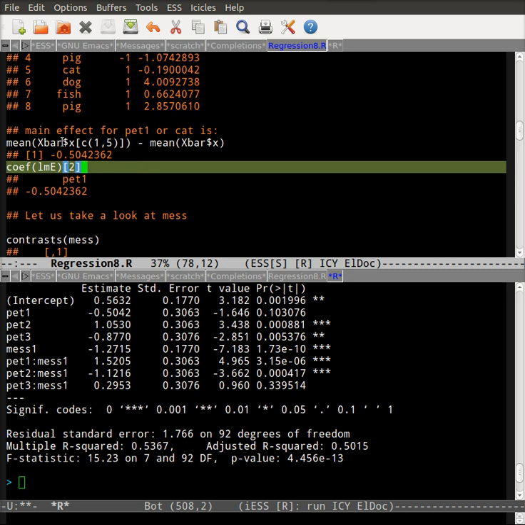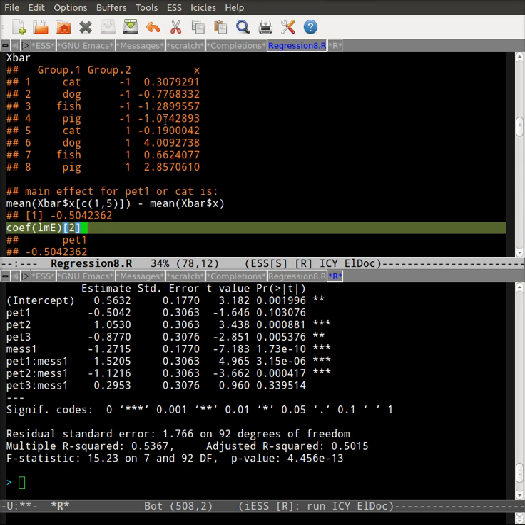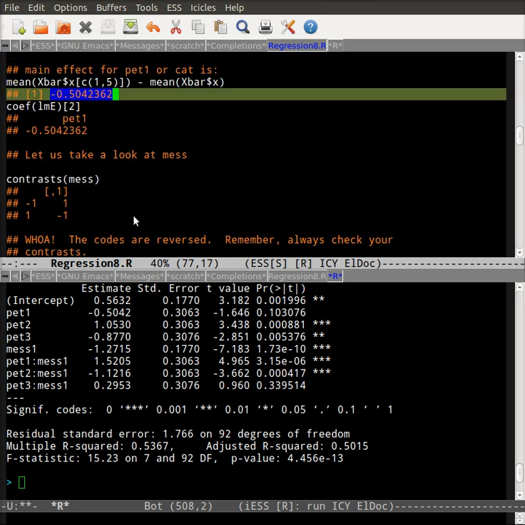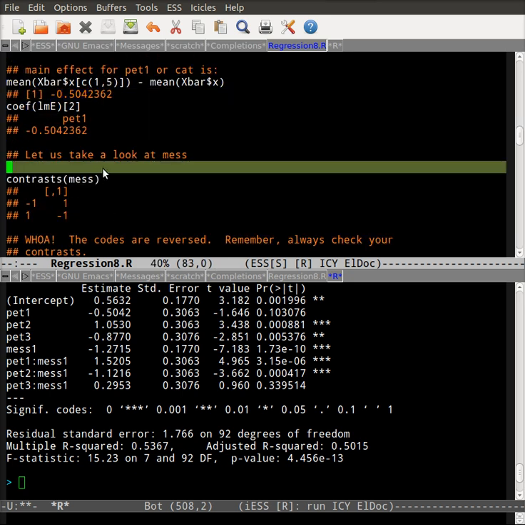So how do we interpret that? Well, that means that the mean of cat is, if we look in terms of this computation, and then we interpret the B, what we're saying is that the overall mean of cat is 0.5 lower than the grand mean. So cats make us less happy. We knew that from the beginning.